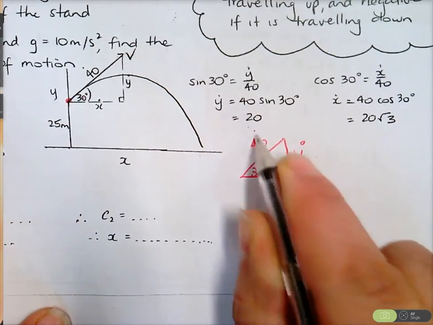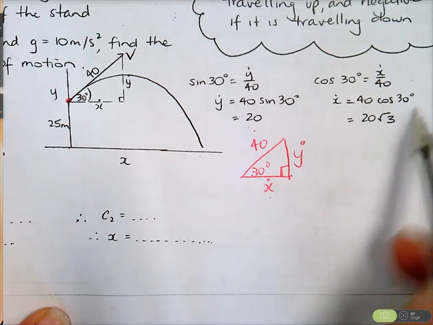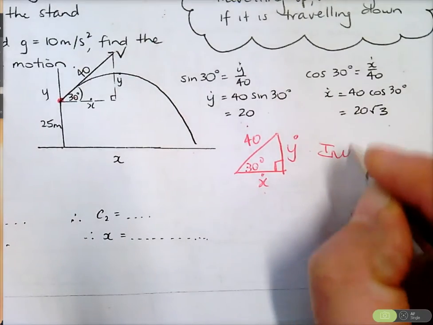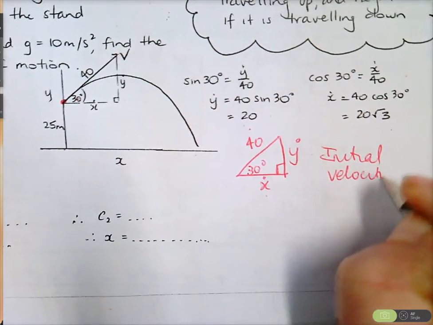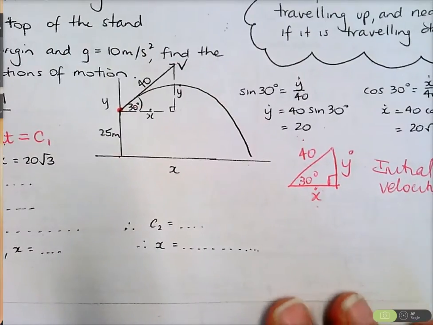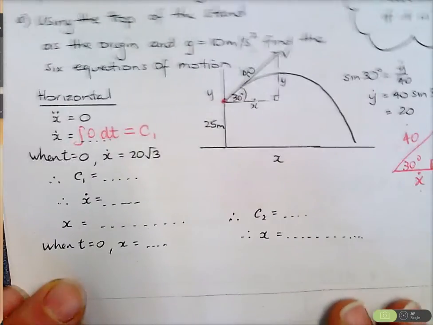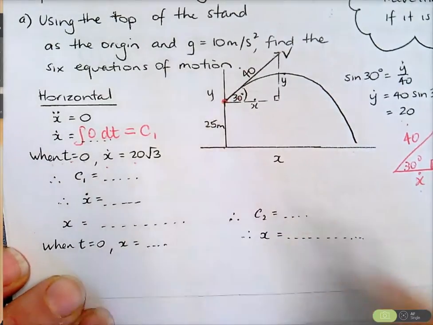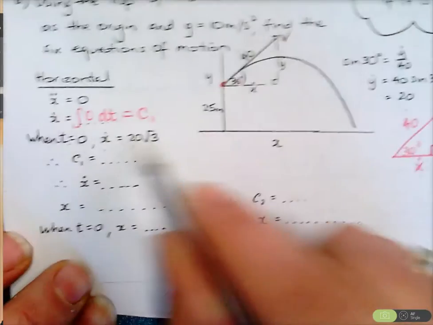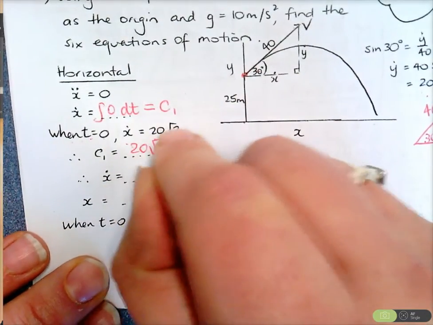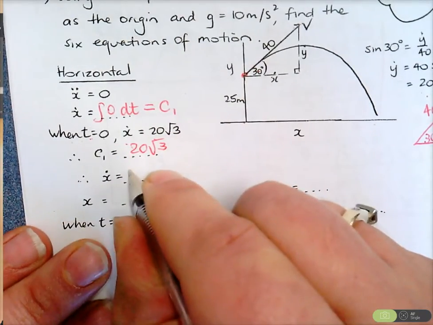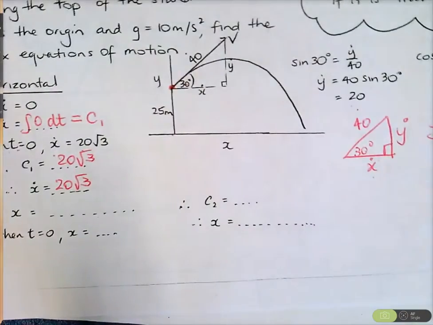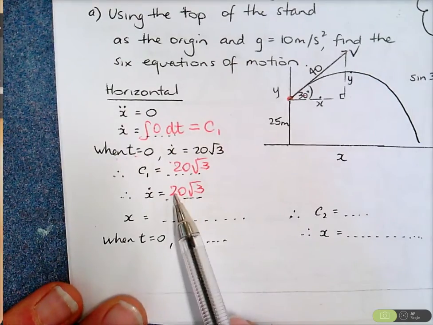Cos 30 is x dot on 40, so x dot is 40 cos 30, which is 20 root 3. We okay with that? Initial velocity triangle. Initial velocities. So therefore, coming back over here, when t is 0, the horizontal component of velocity, as we saw from here, is 20 root 3. Therefore, the constant c1 is 20 root 3. So x dot, the horizontal velocity, is 20 root 3.